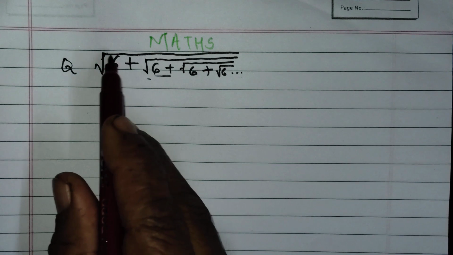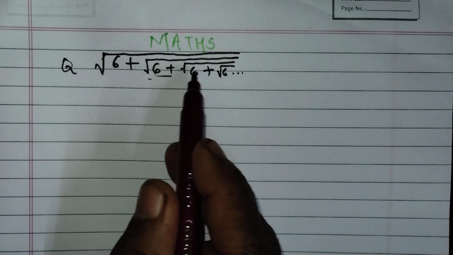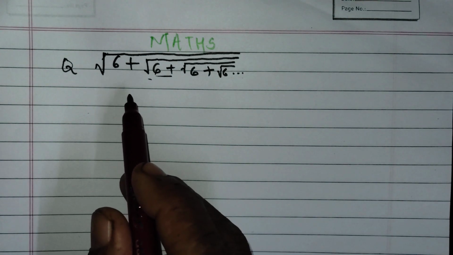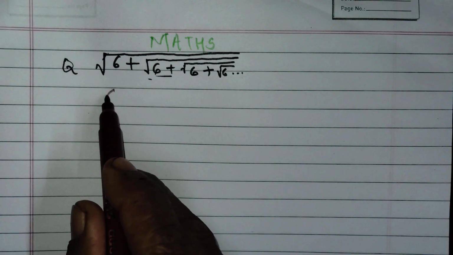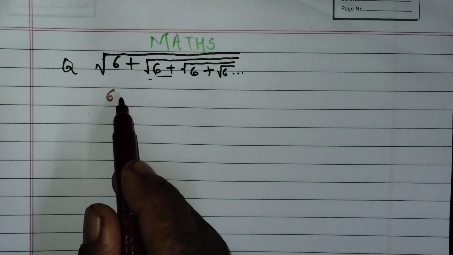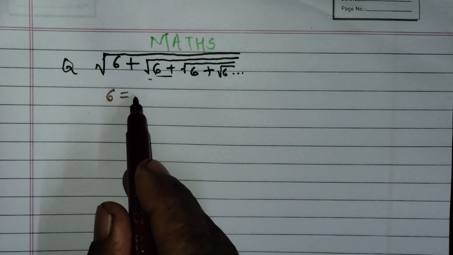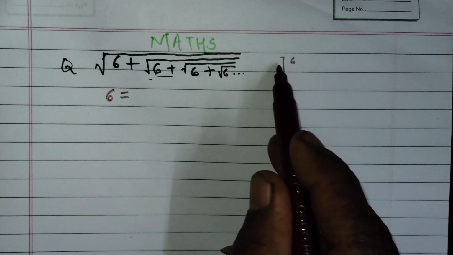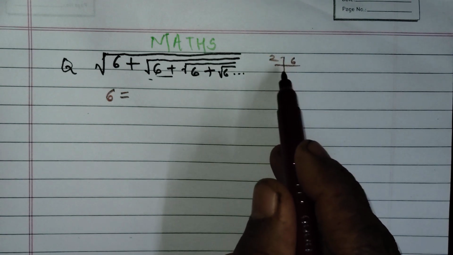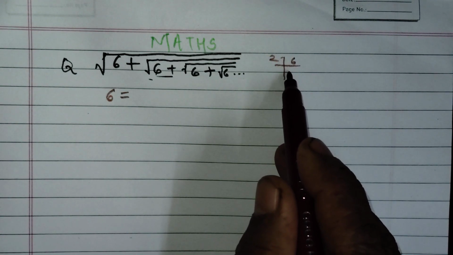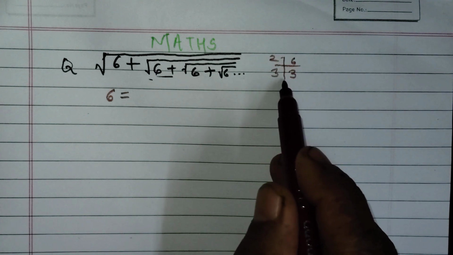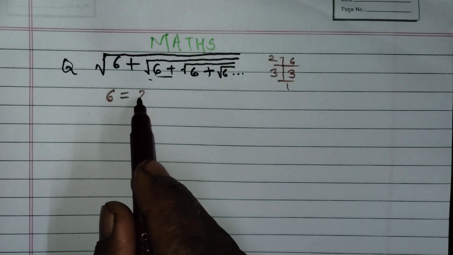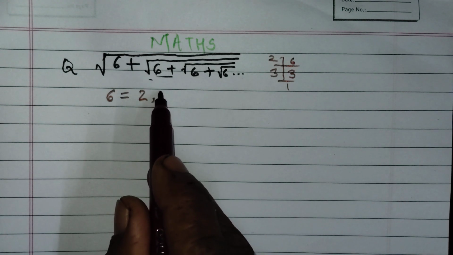How do we find it? Look, this 6 is repeating again and again, with a plus sign. Sometimes some questions have a minus sign. So we write 6 outside and find the factors of 6. We divide by the even prime number 2: 6 divided by 2 is 3, and 3 divided by 3 is 1. So 2 and 3 are the factors.